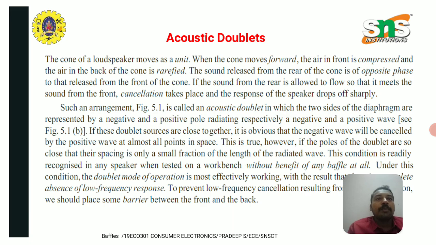The cone of a loudspeaker moves as a unit. When the cone moves forward, the air in front is compressed and the air in the back of the cone is rarefied. The sound released from the rear of the cone is of opposite phase to that released from the front of the cone. If the sound from the rear is allowed to flow so that it meets the sound from the front, cancellation takes place and the response of the speaker drops off sharply. Such an arrangement is called an acoustic doublet, in which the two sides of the diaphragm are represented by a negative and a positive pole radiating respectively.